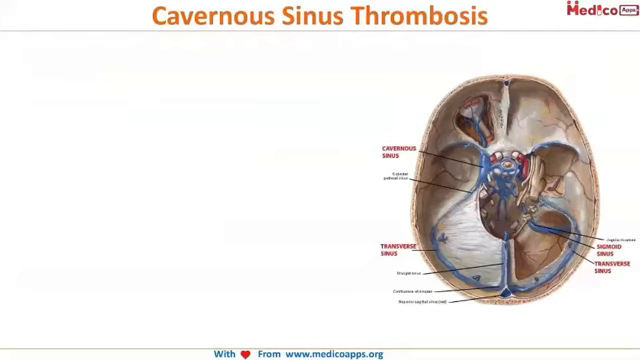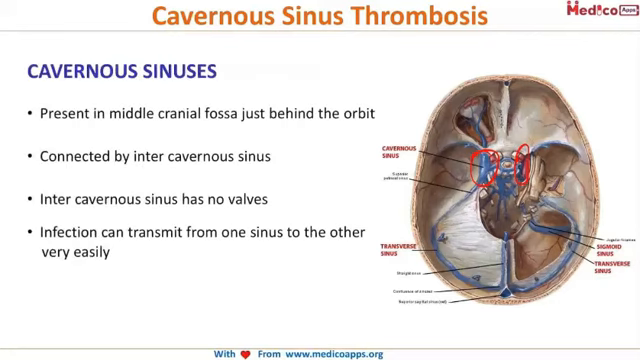Now look at this image over here. What you're seeing over here, this bloated structure, is your cavernous sinus, and two sinuses are present on either side. These two cavernous sinuses are connected by the intercavernous sinus. Now for our surface marking, it's present in the middle cranial fossa just behind the orbit.